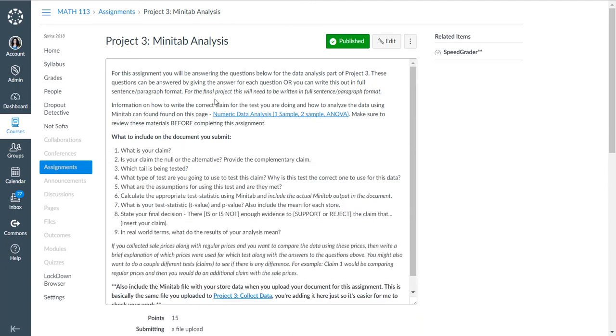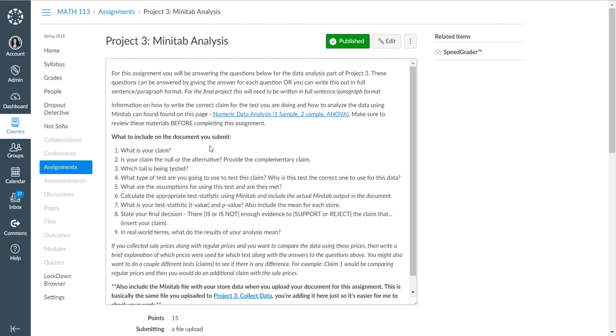Basically what you're doing, and you're only going to have one claim. So you are not having multiple tests. You're picking one test that you're using. So what to include on this document you submit: what is your claim, is your claim the null or alternative? Here's all of the stuff that you need to answer for that. And that's pretty much the project, hopefully by this point.